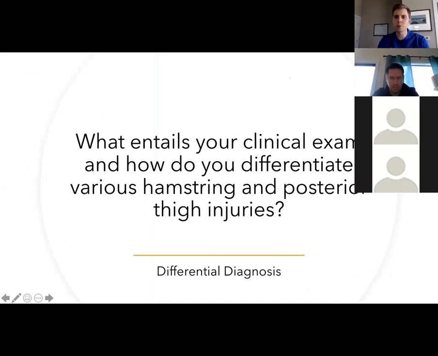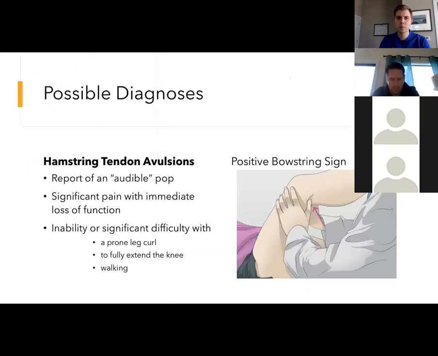So the first question we want to tackle throughout this is what entails your clinical exam and how do you differentiate various hamstring and posterior thigh injuries? The first possible diagnosis that we'll talk about is hamstring tendon avulsions. First, you're going to have an audible pop, or that's something that the patient might report to you, and you're going to have an immediate loss of function.